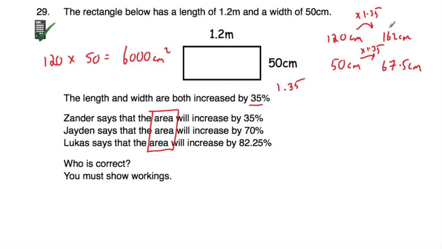Now when it's enlarged, we now know that the length will become 162 centimeters and the width will become 67.5 centimeters. And if we multiply them together, then that'll tell us the area of the enlarged rectangle.